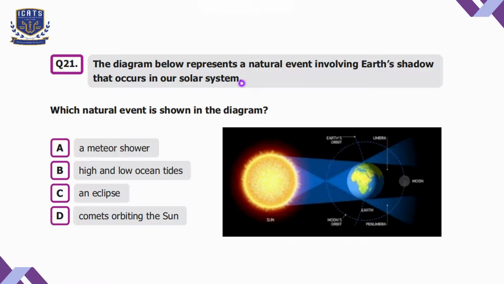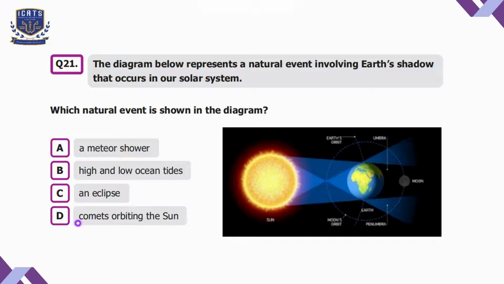Question number 21. The diagram below represents a natural event involving Earth's shadow that occurs in our solar system. Which natural event is shown in the diagram? So let's check our options. Option A is a meteor shower, which is not right because it involves meteors entering Earth's atmosphere and does not involve shadows. Option B is high and low ocean tides, which is again incorrect because these tides are caused by gravitational forces from the moon and sun, not shadows.